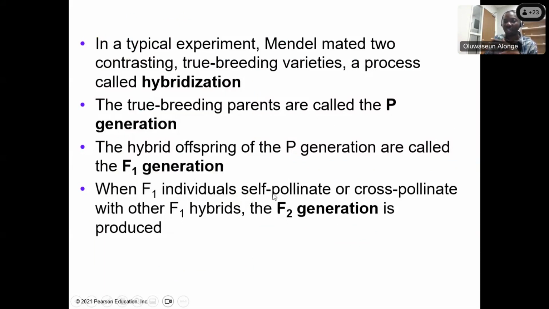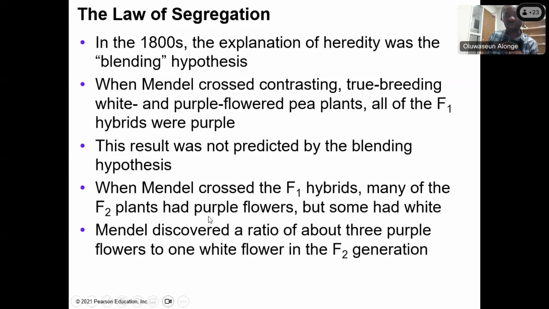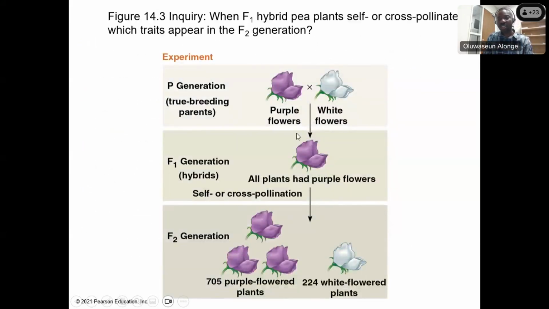When F1 individuals self-pollinate or cross-pollinate with other F1 hybrids, the F2 generation is produced. So let's go. This is what it did in actual sense. Now, this is what we call the true breeding plants. The first thing about true breeding plants is that when you pollinate them, they are going to give rise to the same phenotype as them.